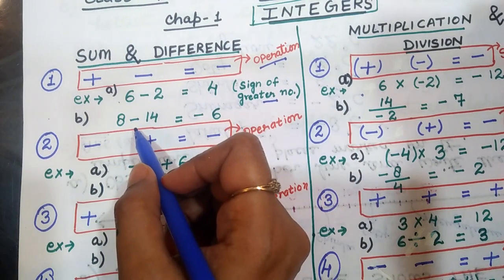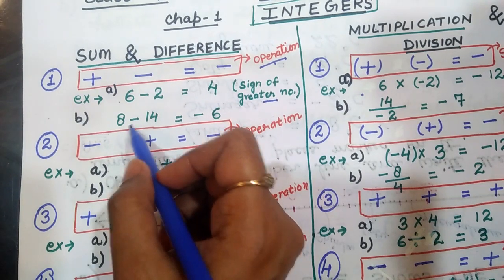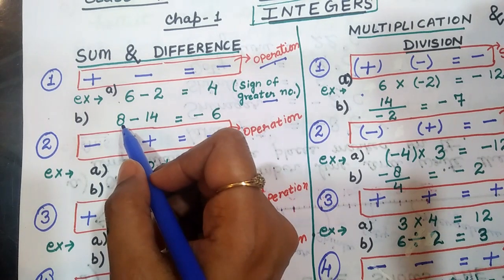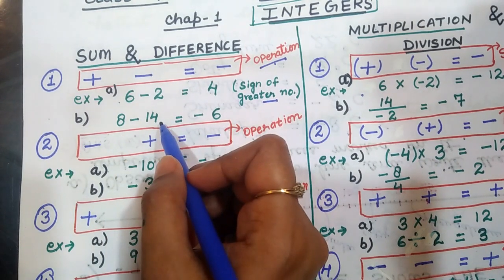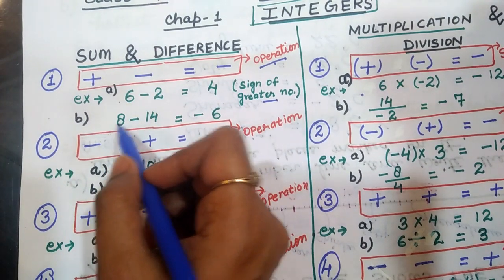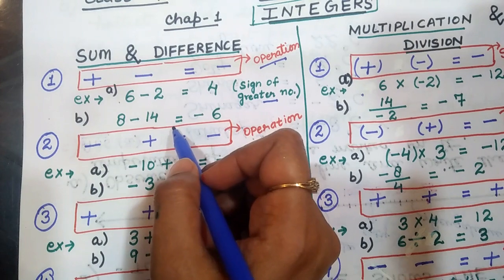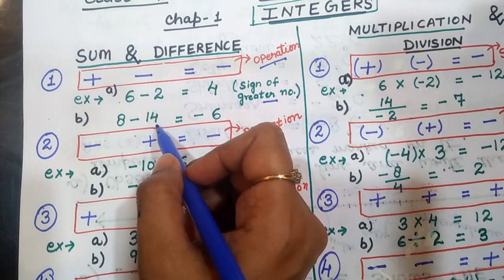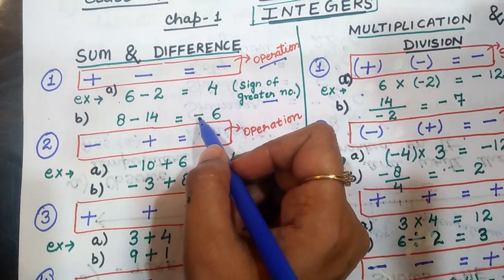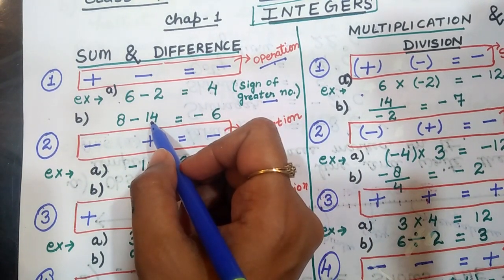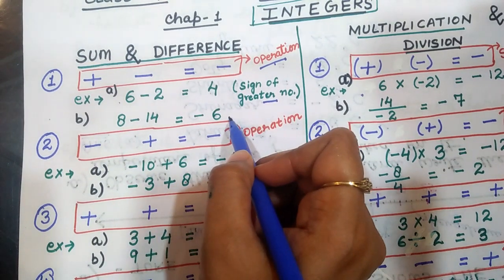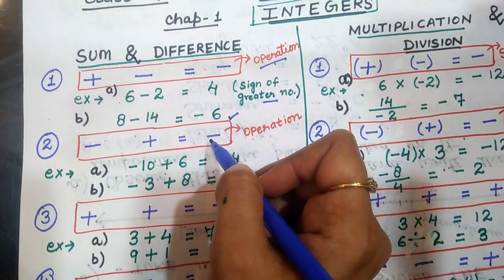Now in the same rule, we have two numbers, but the numbers changed. Here the positive integer is less and the negative integer is more. So 8 minus 14, the operation is still the same, plus minus is minus, so we will do subtraction. 8 goes from 14, gives you 6. But now the greater number, which is 14, has a negative sign with it, so the minus sign will come in the answer. I hope you understand it.